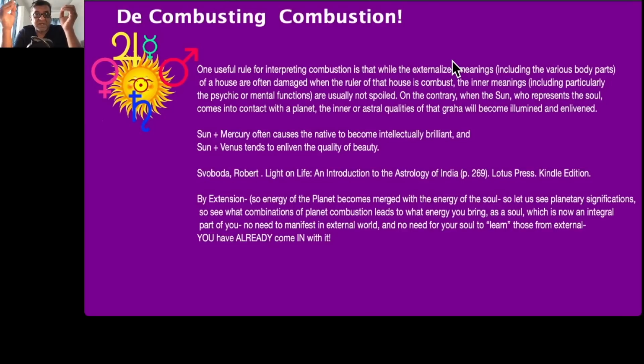For example, Sun plus Mercury often causes the native to become intellectually brilliant. Venus tends to enliven the quality of beauty. This is according to Robert Svoboda, in a book called Light on Life, An Introduction to the Astrology of India. Okay.